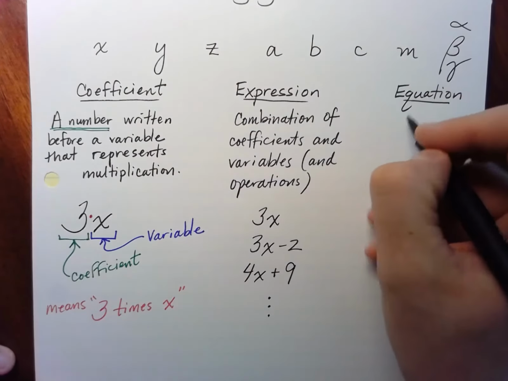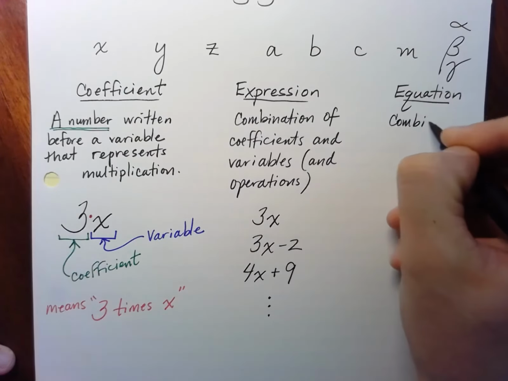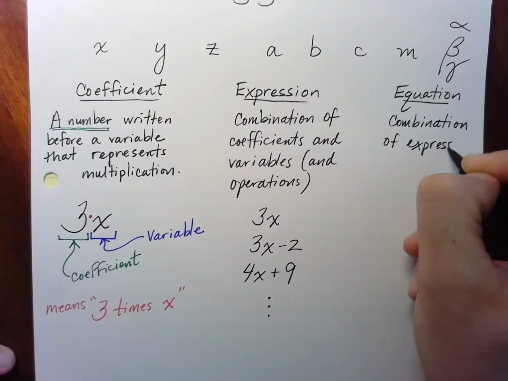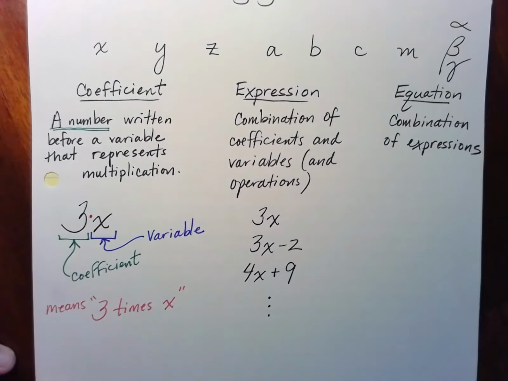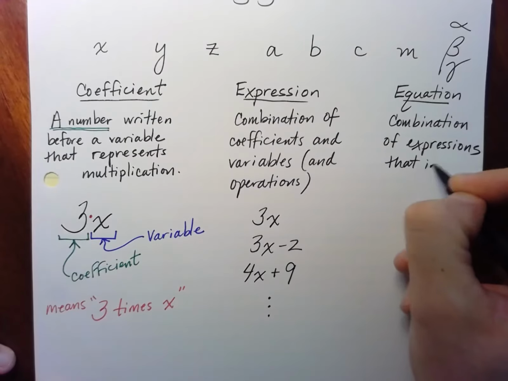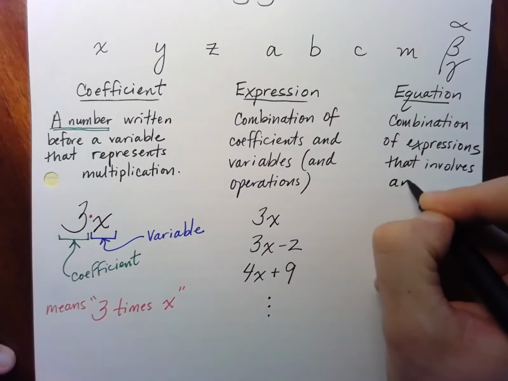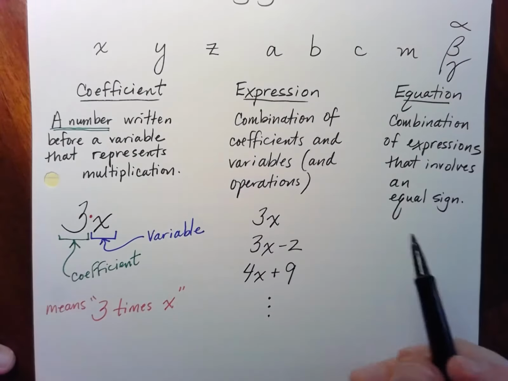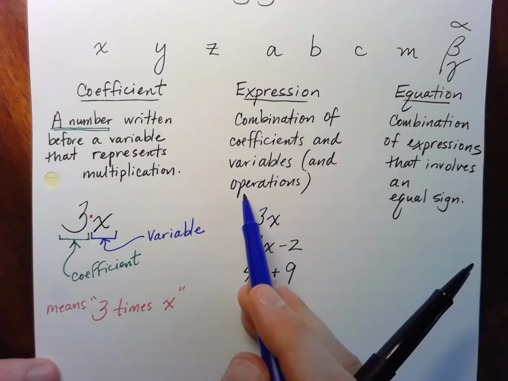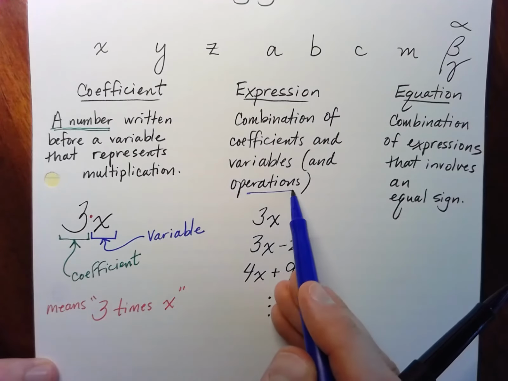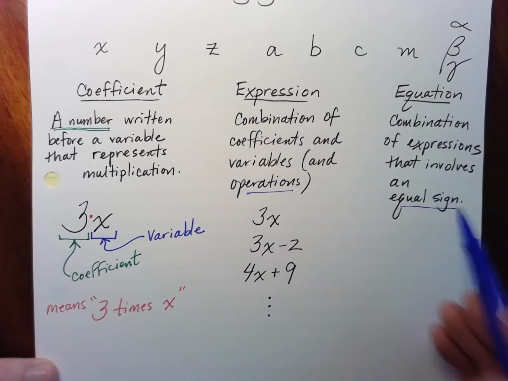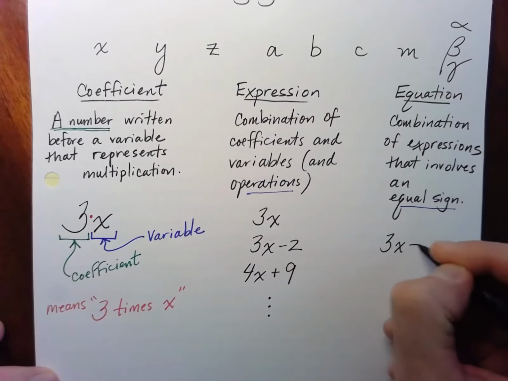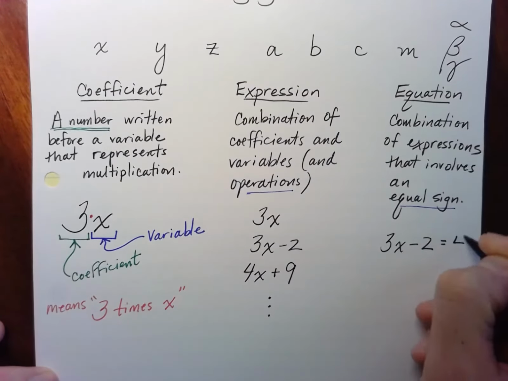Now, an equation is a combination of expressions that involves an equal sign. So notice that expressions just had operations in them. Okay, just operations, and then an equation has an equal sign. All right. So an example here would be maybe 3x minus 2 equals 4.